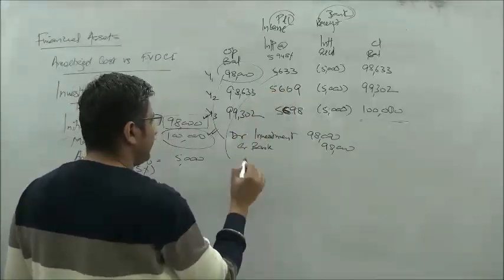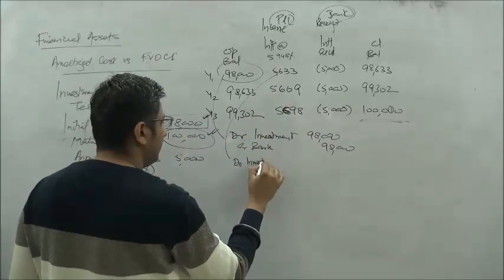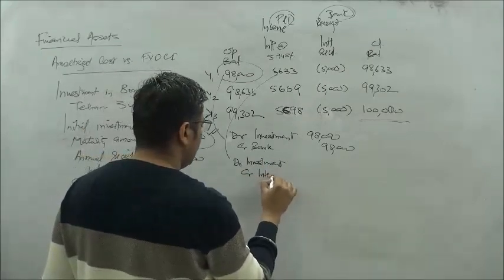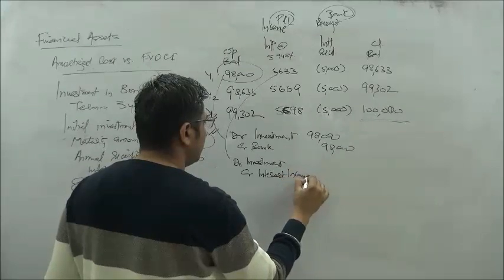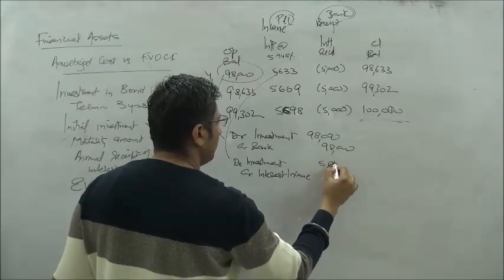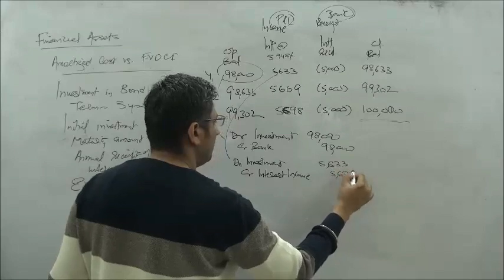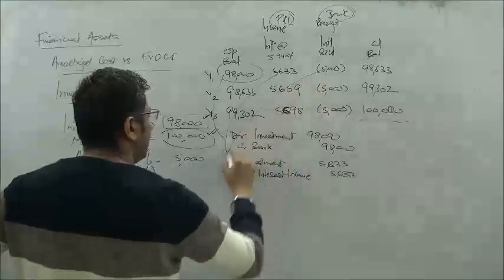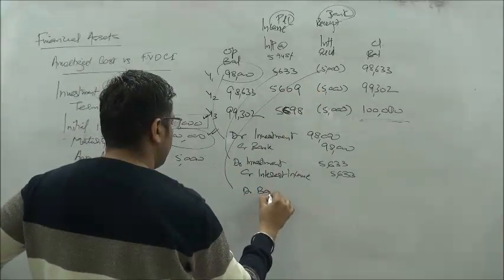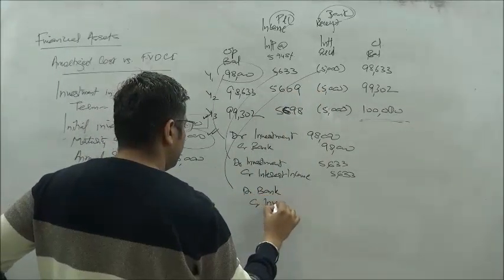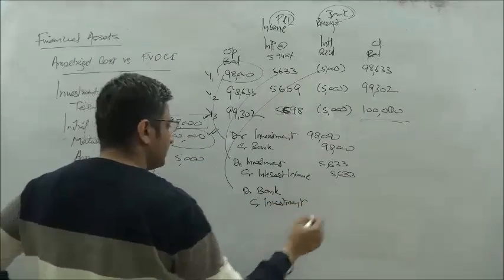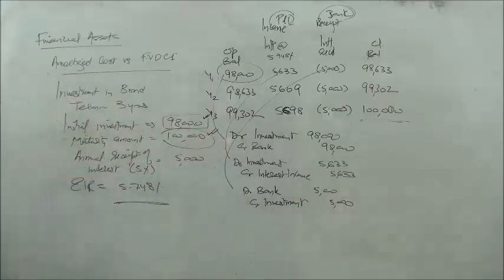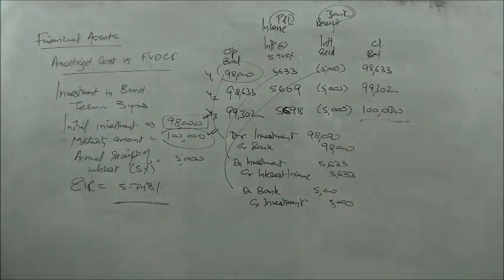For this particular item, I'm saying debit investment, I've earned a higher value. Credit interest income, which is 5633, right? But then when I recover this amount, I'm saying debit bank and credit, it's a realization of my investment here, which is of course 5,000. All right. So this is something which I do every year.